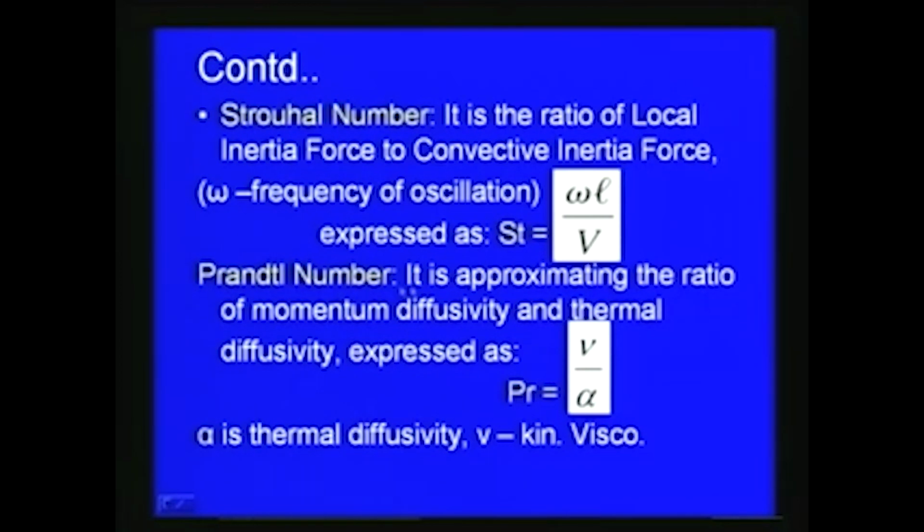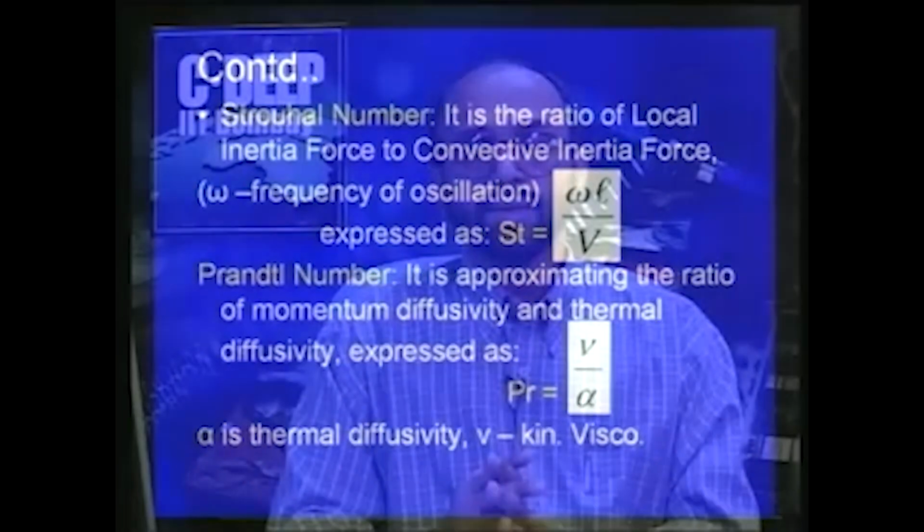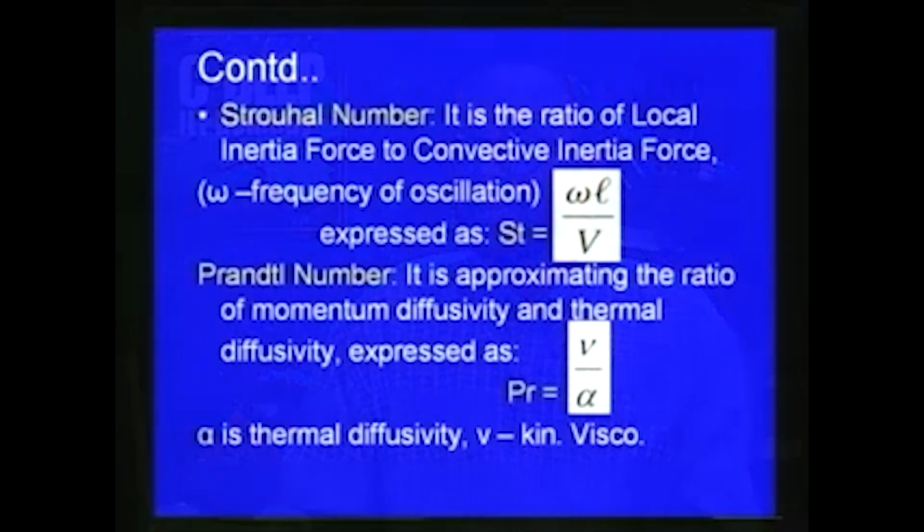Another important number is the Prandtl number. Prandtl number approximates the ratio of momentum diffusivity to thermal diffusivity. Wherever the thermal effect is also considered in fluid mechanics, we use the Prandtl number. It is defined as Pr is equal to nu by alpha, where nu is the kinematic viscosity and alpha is the thermal diffusivity. This number is very important wherever thermal effects are also considered in fluid mechanics.